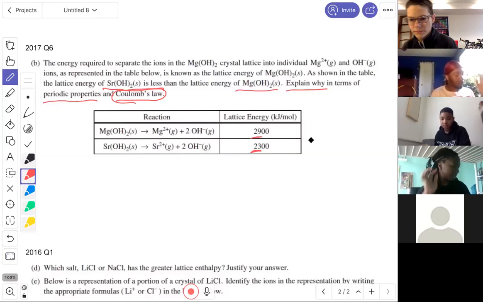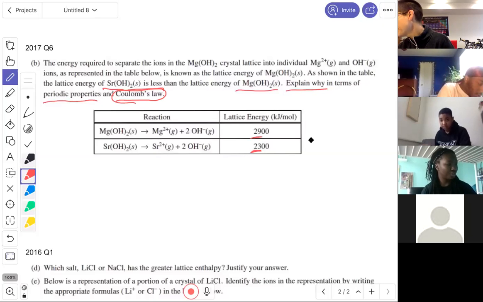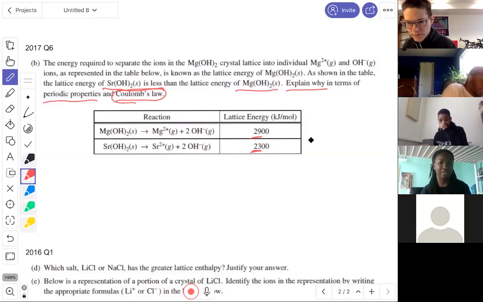So, Ms. Baskin, yes, Kayla. So with Coulomb's law, there's charge and then there's distance. Yes. By charge, do they mean like electronegativity or do they mean like +2, -1? Okay.